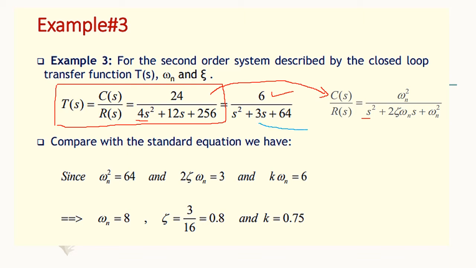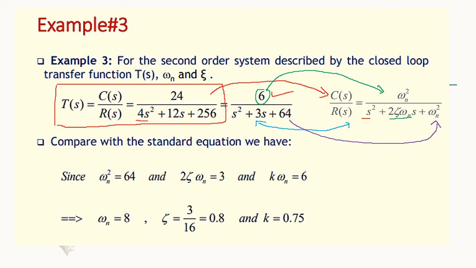Now since it is in the standard format, I just need to compare with the standard equation. So I know that 64 is nothing but omega n square, and I know that 3s is nothing but 2 zeta omega n s, so 2 zeta omega n is equal to 3. Next, when you compare 6, now in the denominator I have 64 as omega n square, and in the numerator I have 6. Always go with the denominator to find the value of omega n and not the numerator. Numerator may have a different value.